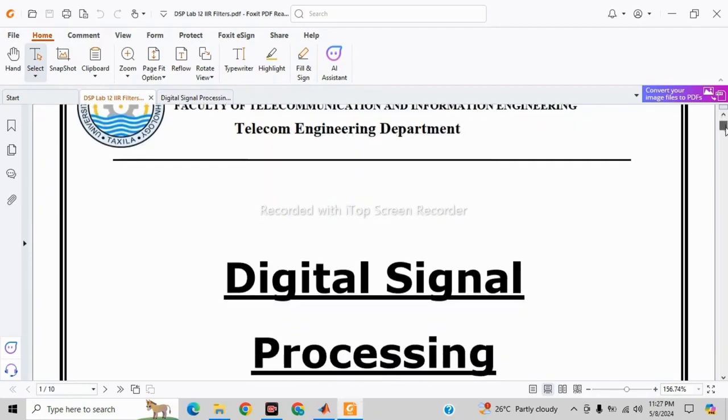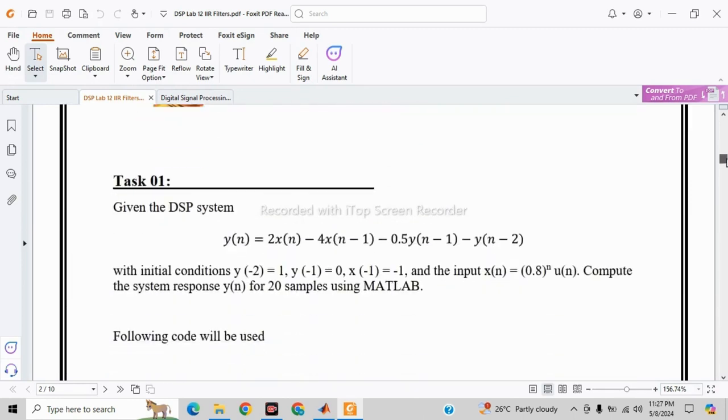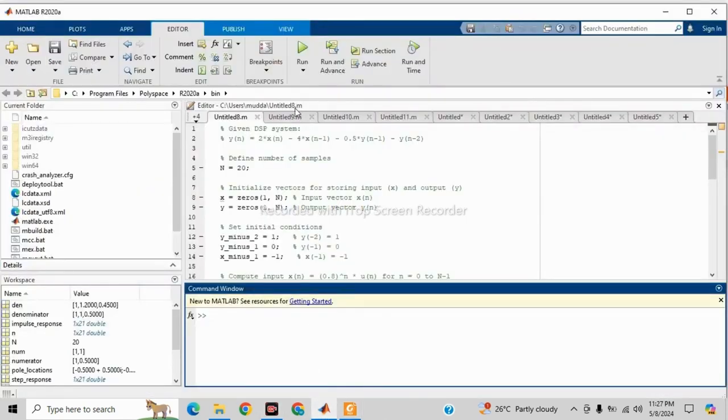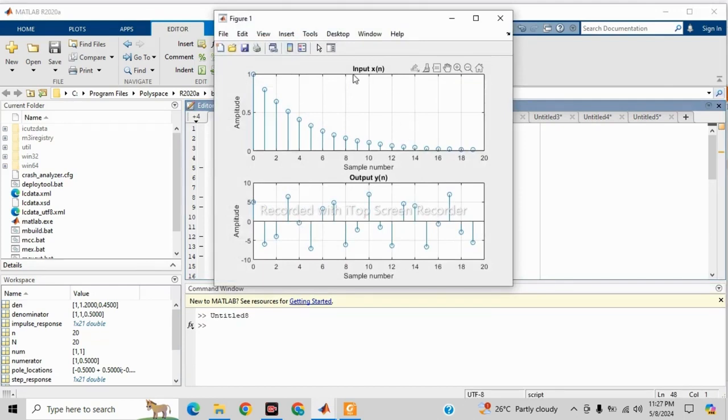So today our lab of DSP is lab number 12, IIR filters, and here is task number 1. Given the DSP system with initial conditions y of minus 2, y of minus 1, x of minus 1, and the input x of n, we have to compute the system response y of n for 20 samples using MATLAB. The following code will be used, and here in MATLAB I write the code, and the output for this task is here. Input signal x of n, and the output signal is y of n here.